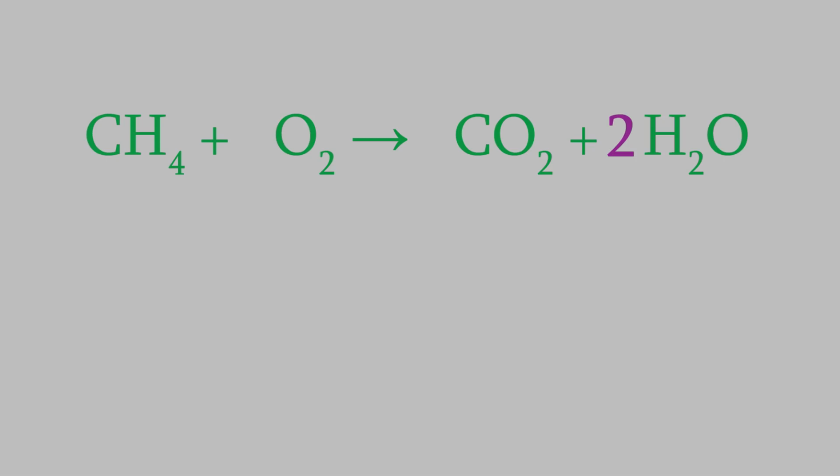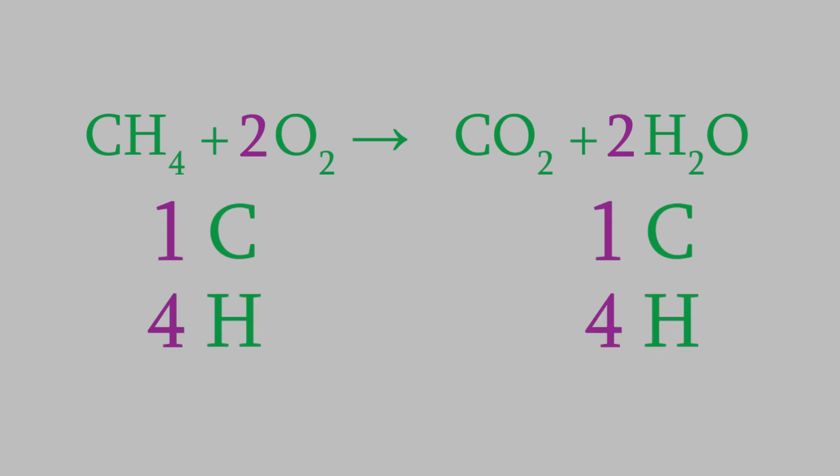Finally, we'll balance the oxygens. There are 2 on the left and 4 on the right, 2 from the CO2 and 2 from the water. So we'll need 2 O2 molecules. Now that we've done that, we have 1 carbon on each side of the reaction, 4 hydrogens, and 4 oxygens.